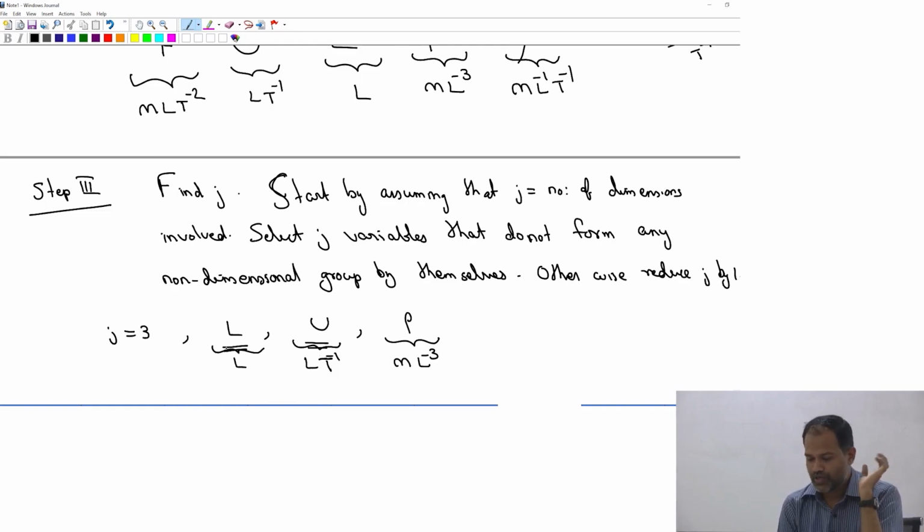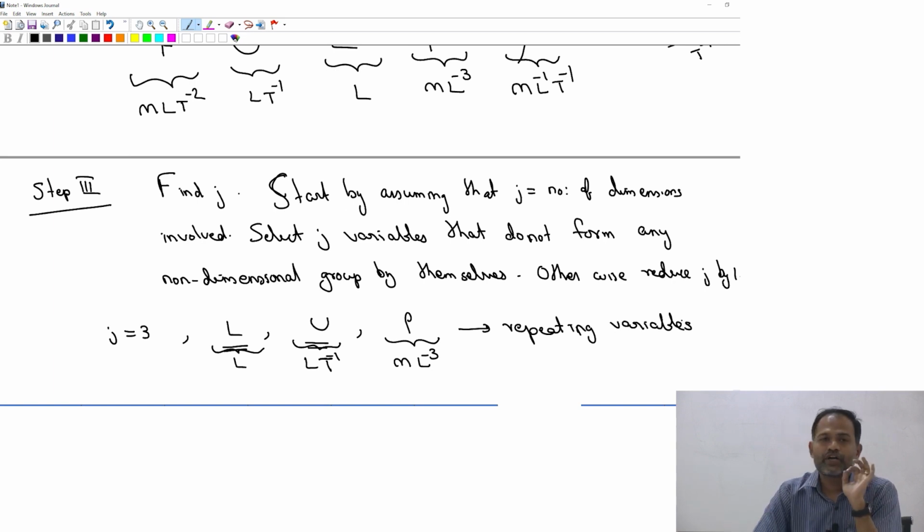So you can ensure, so now you are assured that L, U and rho just cannot form a non-dimensional number. These are the variables which we call the repeating variables, which will be part of each non-dimensional group that you are going to find. Each of them will have L, U and rho as part of the non-dimensional group along with something else, and that something else is something we need to find.